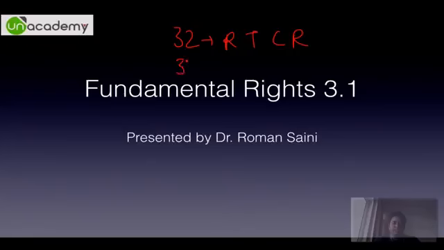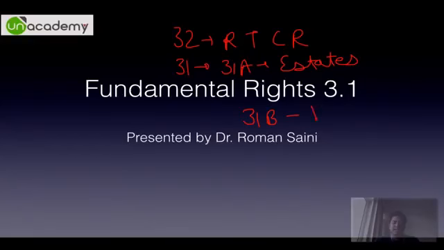Then there is Article 31, which deals with 31A, that is related to estates, 31B, which deals with the Ninth Schedule, and 31C, which deals with DPSP. So Article 31 deals with those laws which will not be violated solely on the ground that they violate certain fundamental rights. Is that understood? Then we have Article 33, Article 34 and Article 35.